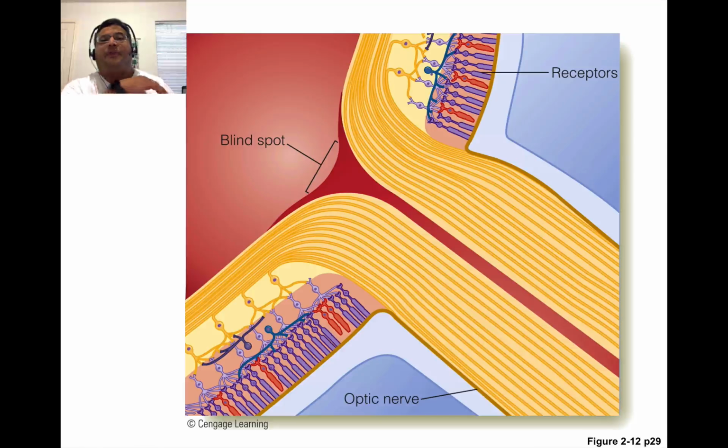Here's a very extreme close-up cartoon of what the blind spot looks like. These little purple and red cells here are the rods and cones. These are the rods and these are the cones, of course. Notice there's more rods out here than cones, which is what we would expect, away from the fovea, right? Remember the fovea is where all the cones are.